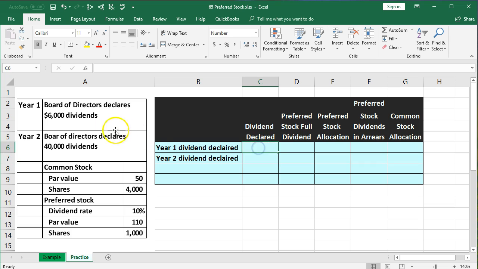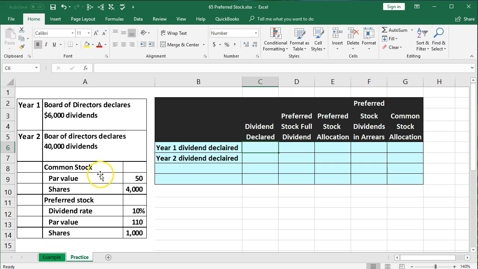We're going to say the board of directors declares a $6,000 dividend in year one, and then the board declares a $40,000 dividend in year two. So a substantially larger dividend. The board of directors can declare whatever dividend they agree to in any year, as long as there's enough in retained earnings and any kind of restrictions like that.